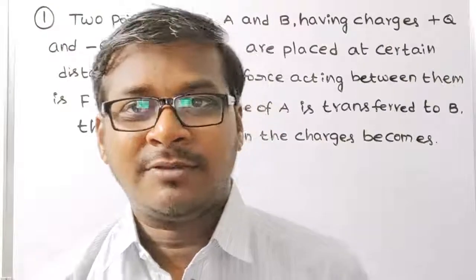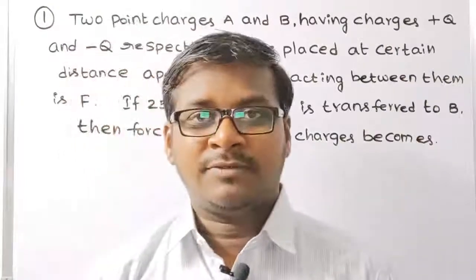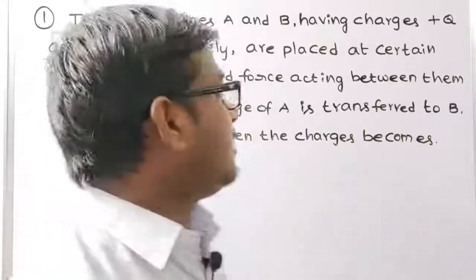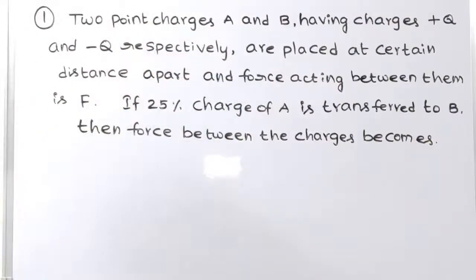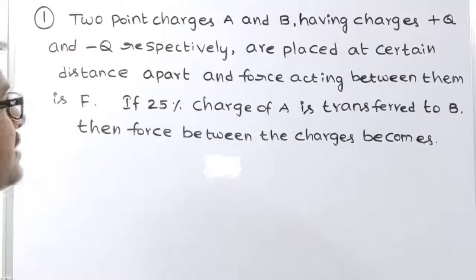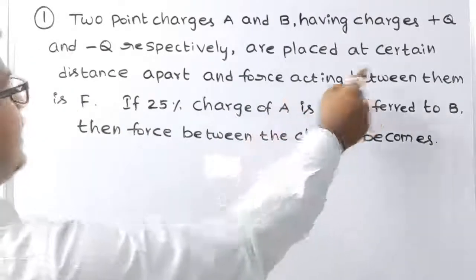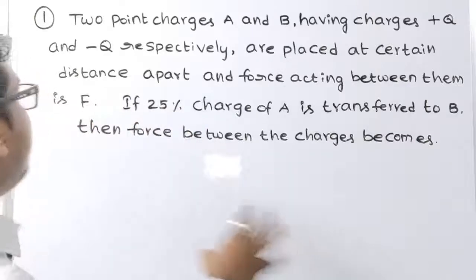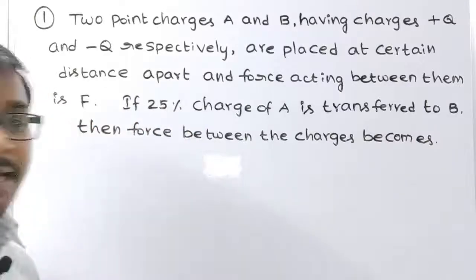So now we are going to discuss previous year problems for NEET, AIIMS and JIPMER students. Okay, now let's discuss the first problem. Two point charges A and B having charges plus Q and minus Q respectively are placed at a certain distance apart and the force acting between them is F.